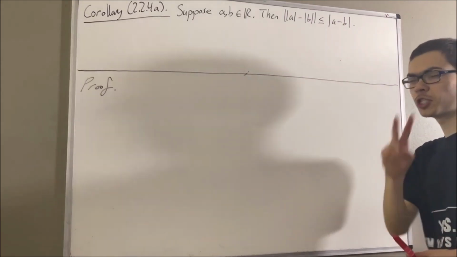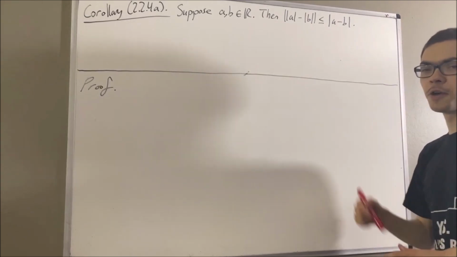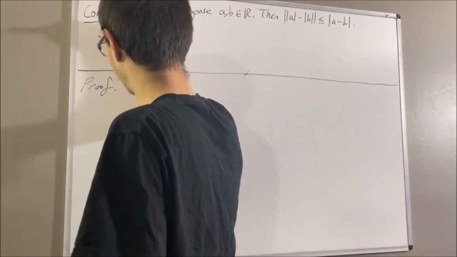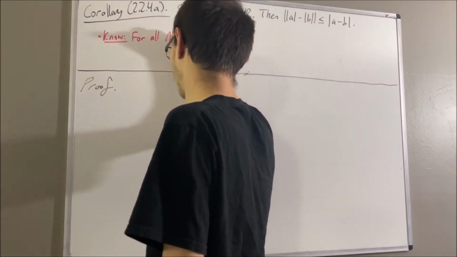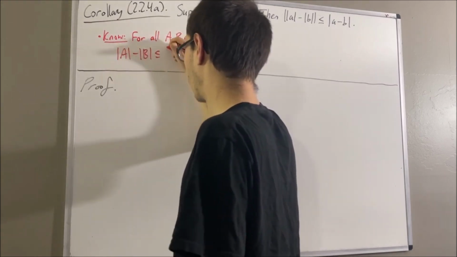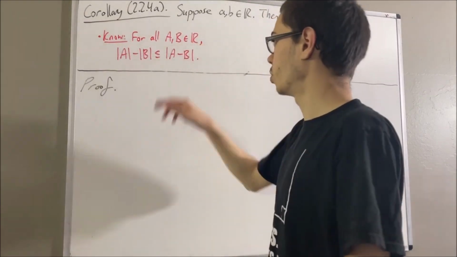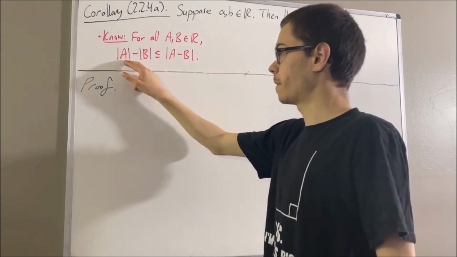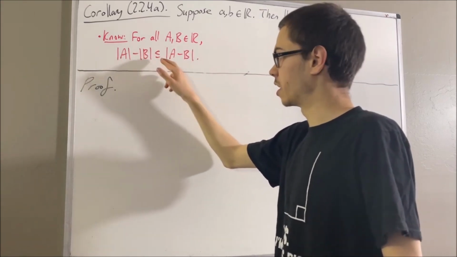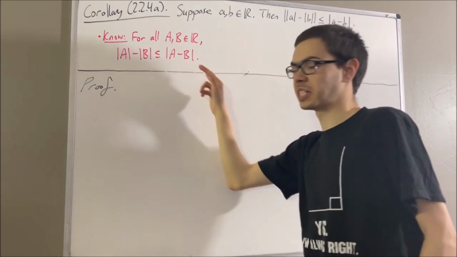Now, there are two main facts that we're going to rely on. The first is the following. For every two real numbers a and b, the absolute value of a minus the absolute value of b is less than or equal to absolute value of a minus b.